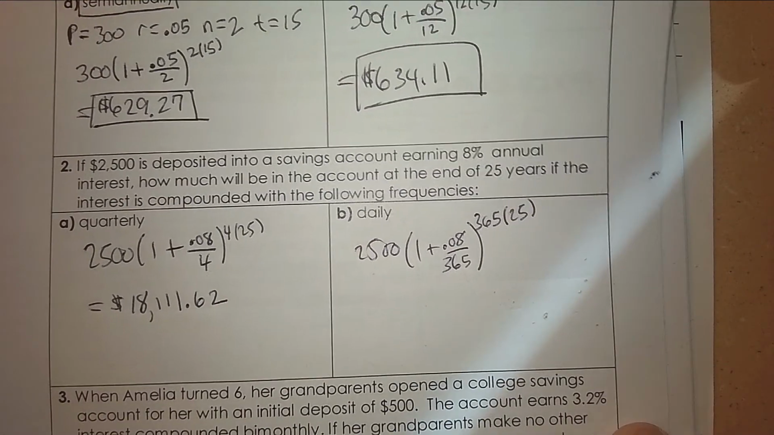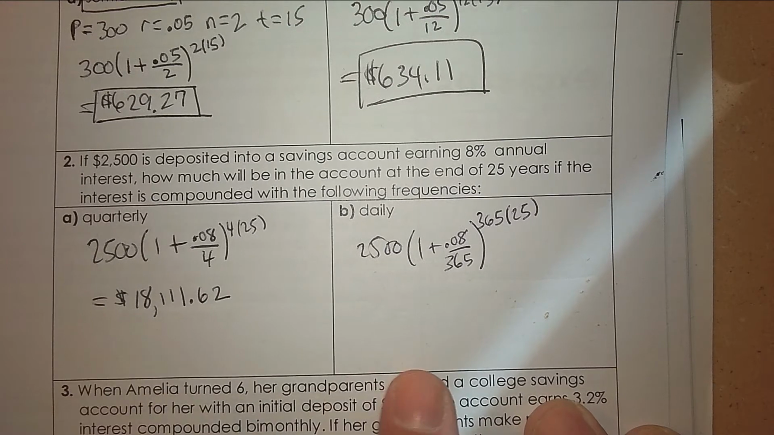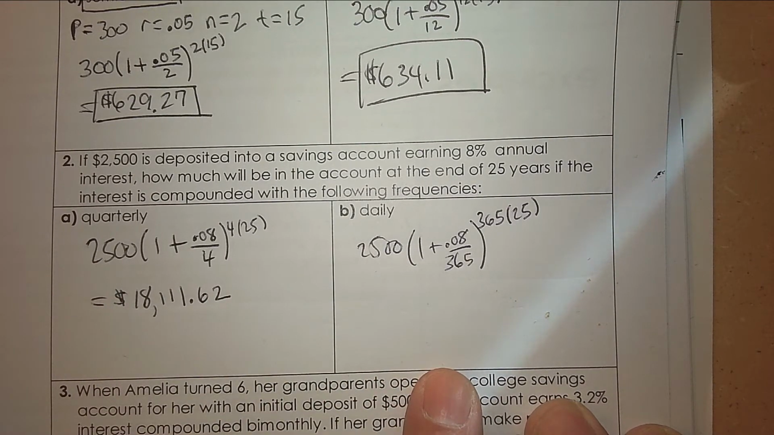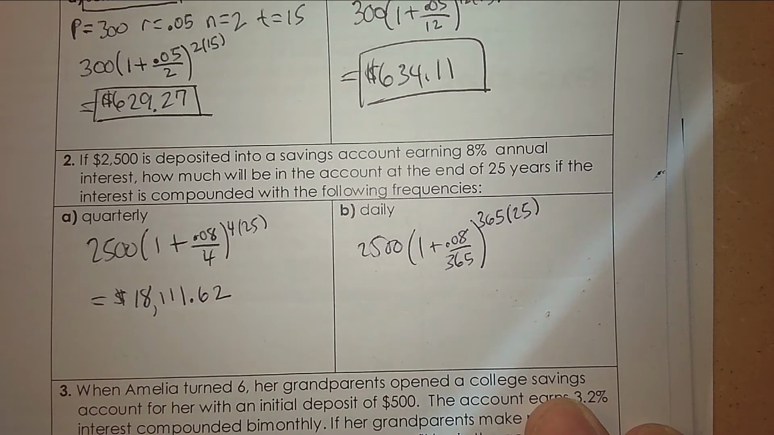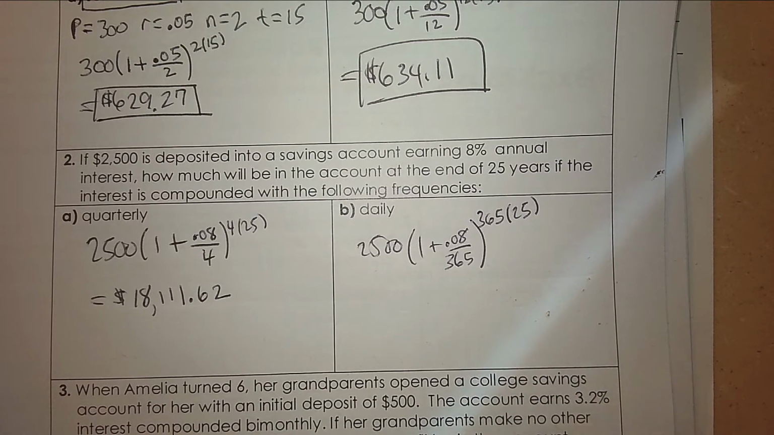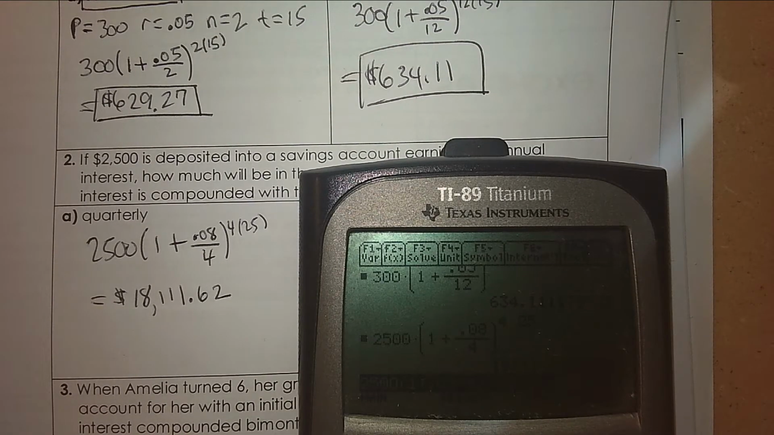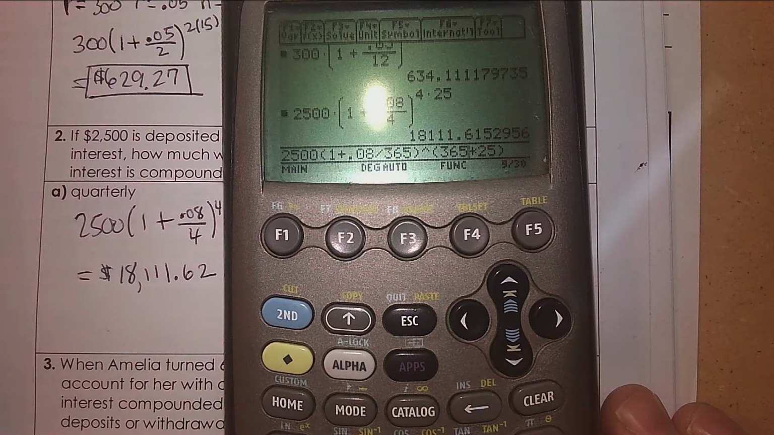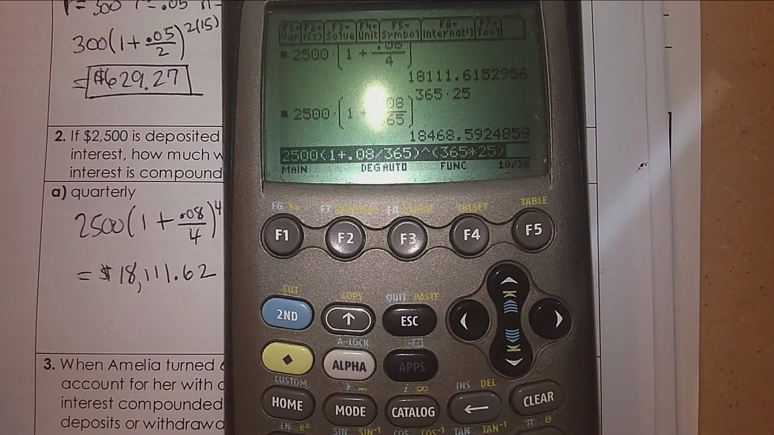So, the question would be again, which one do you think would give you the greater amount between the two? And daily, the more times you compound the interest, the more money would be in the account, right? So, change it. You've already done the work of typing it in. Just change the 4 to 365. And then, how much is now in the account? 18,000.